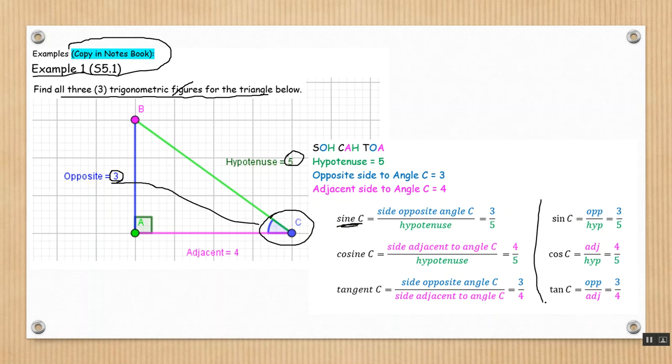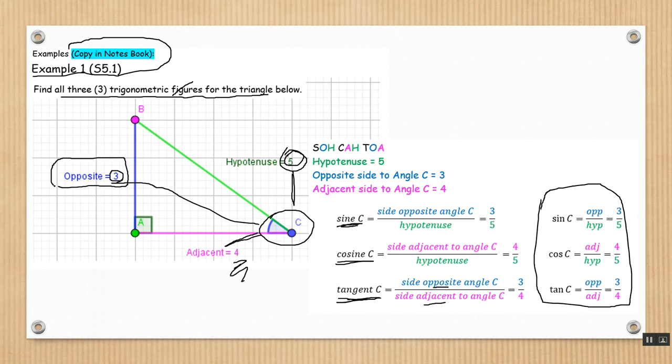And you'll notice here we've got the abbreviations for all 3 as well. Cosine C is the adjacent, the one next to it, over hypotenuse. So that's 4 over 5. And tan C is the opposite over adjacent. So opposite over adjacent, so we get 3 over 4.